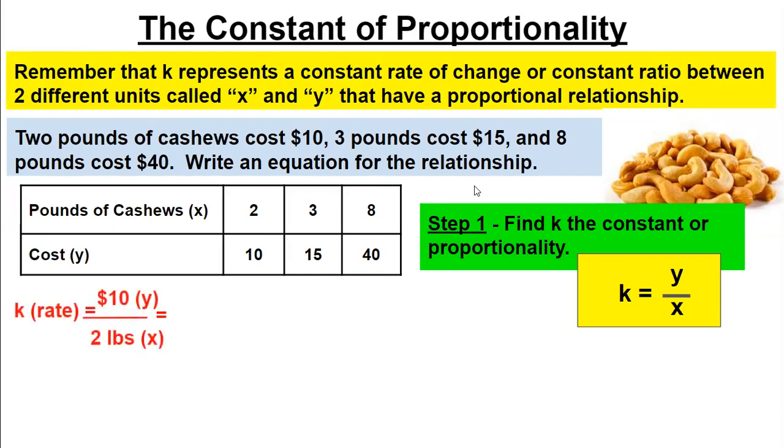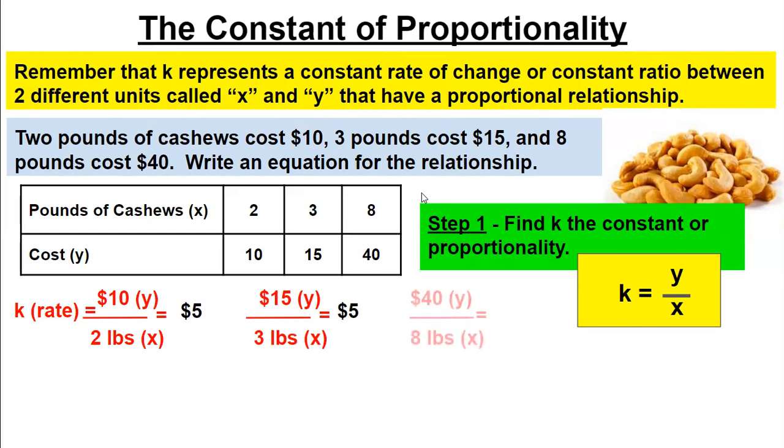So let's do that. Our rate is 10 over 2. That's K. That equals $5. 10 divided by 2 is 5. Then we have to do 15 over 3. 15 divided by 3 equals $5. Then we have to do 40 divided by 8. That equals $5. Do we have a proportional relationship? We do, because it's $5 for every set of points when we do Y over X. So we do have a constant of proportionality. What is it? It should be $5.